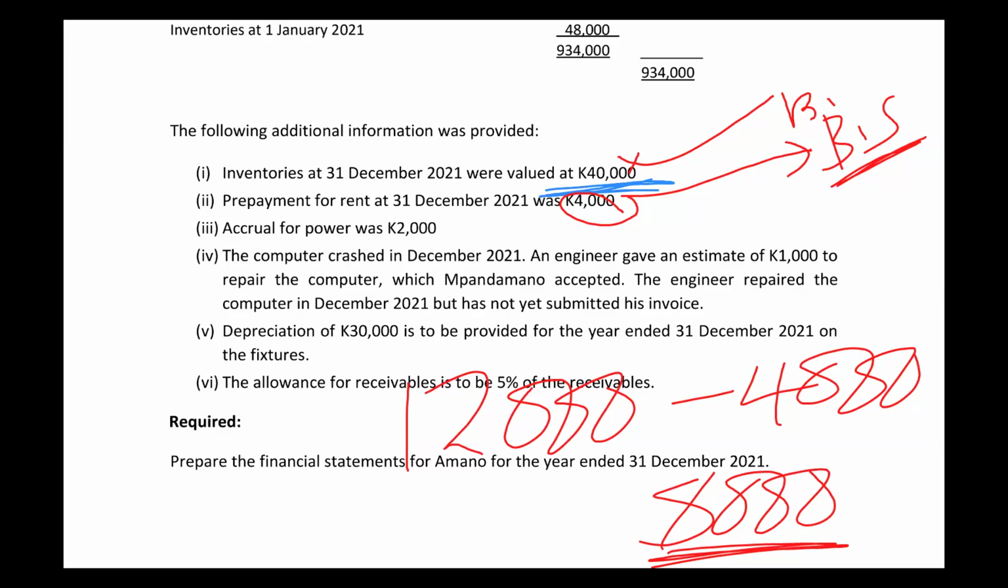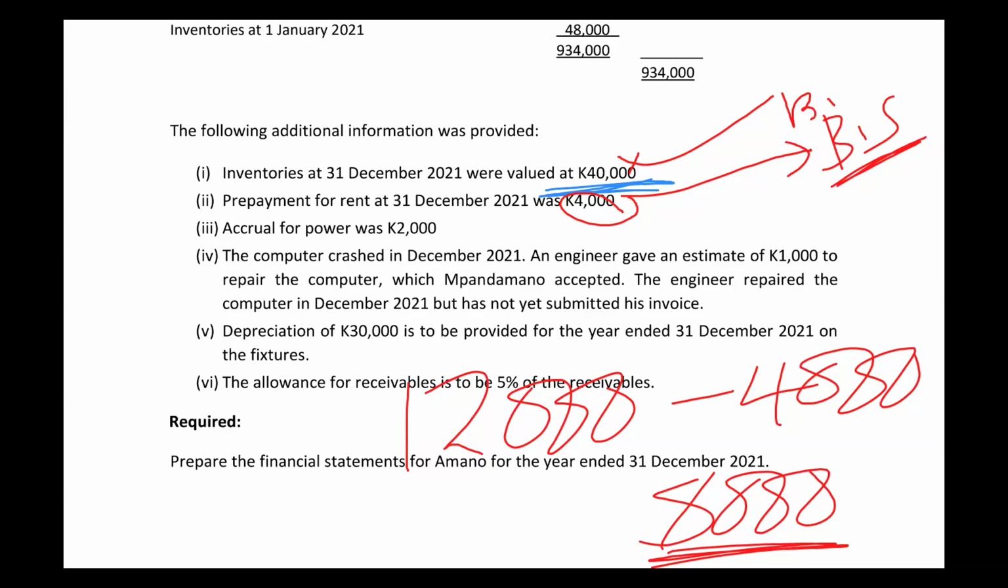All right, there is an accrual for power. Accrued expenses, what do you do with them? These are expenses owing. You have already incurred them, but you have not yet paid. You've already used power, but you have not yet paid for power, 2,000. What do you do with them? As you said, it's an expense, so it goes in profit and loss.